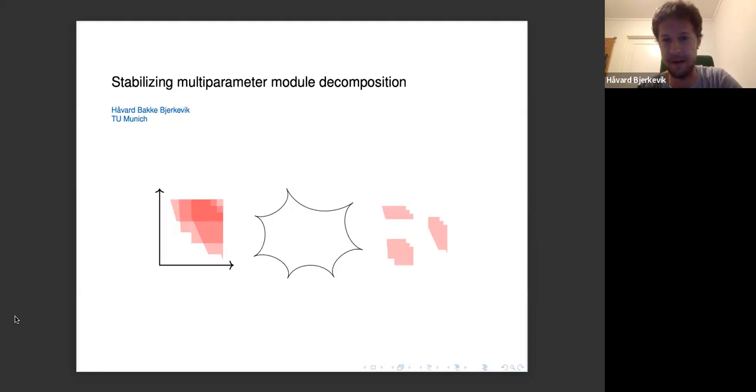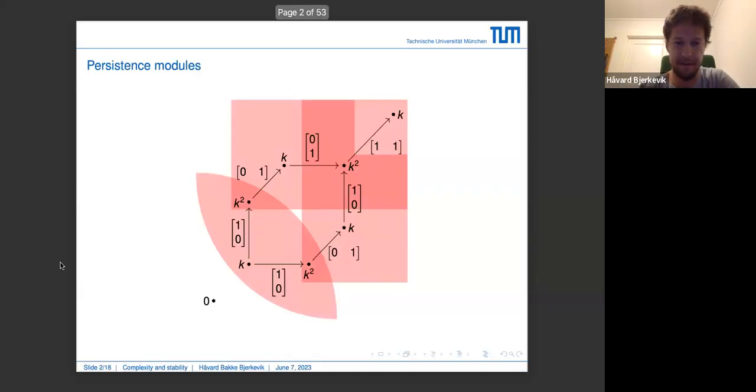So the topic is multiparameter persistence, specifically decomposition of multiparameter modules, and whether this is stable or if we can make it stable. I'm not going to give you the precise definition of a persistence module, but I've drawn a two-parameter module here, so you can have an idea of what it is if you haven't already seen them.